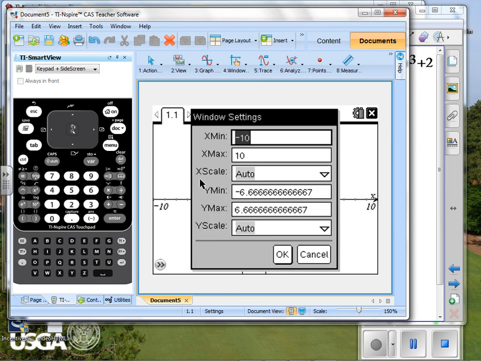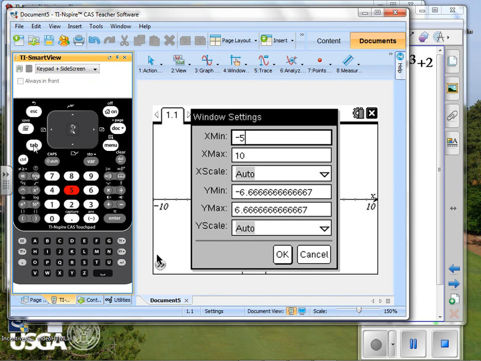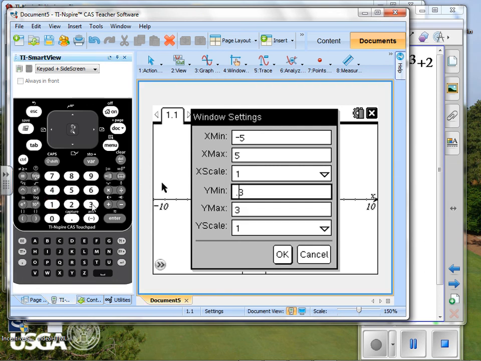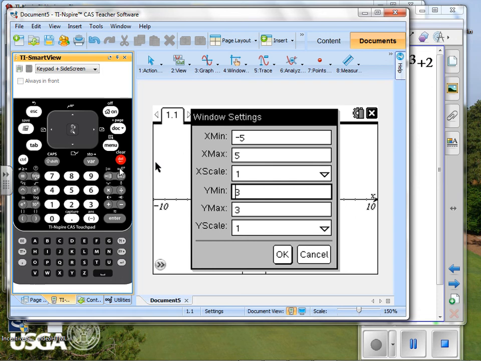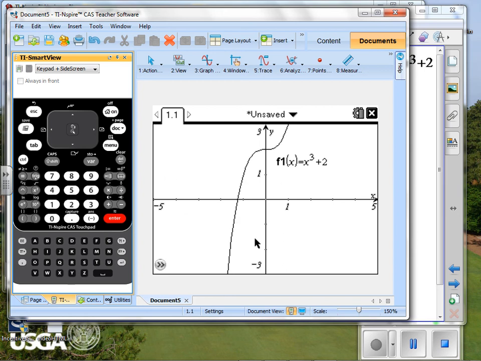I'm going to change the window. I don't think I need all that. So I'm going to make this negative 5 to 5 and scale it by 1. Now let's make it negative 3 to 3. I'm guessing. If I'm wrong, I'll go back. Oops, then we need to make that negative. There we go.